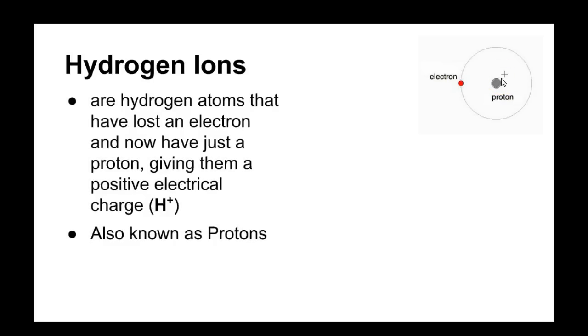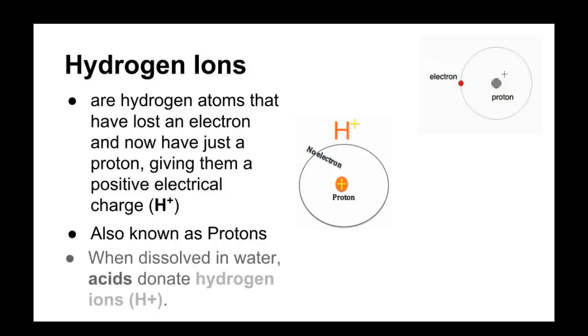Hydrogen atoms tend to give away their electron when they are in a tug of war with another molecule or atom. So a hydrogen ion is basically a hydrogen atom that's lost its electron, and now it's just a proton. Here's a picture of it. It's a proton, no electron. So it now has a positive charge, because remember what we learned about ions: if you get rid of your electron, you're positive. Sometimes they're just referred to as protons. Hydrogen ions really are just a proton.